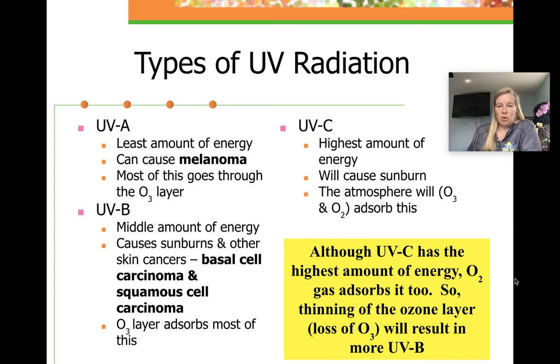So thinning of the ozone layer really causes the issue with the UVB. So the big idea, it's the UVB that starts getting through more when we have thinning of the ozone layer. So what does the ozone layer do for us? The ozone layer filters out, in particular, UVB radiation, which is linked with basal cell carcinoma and squamous cell carcinoma.